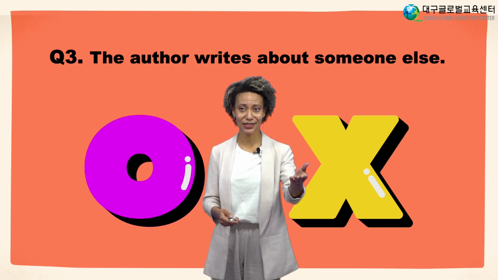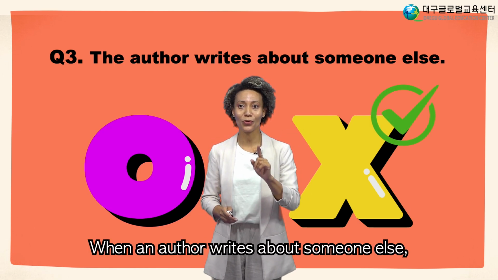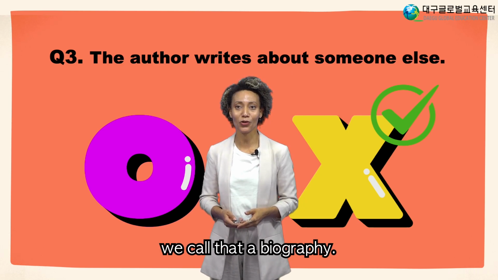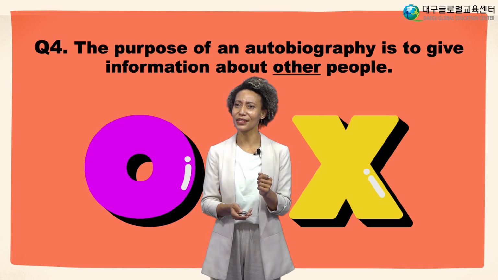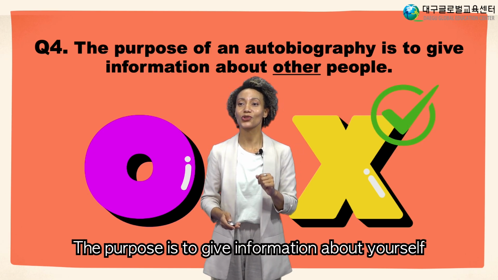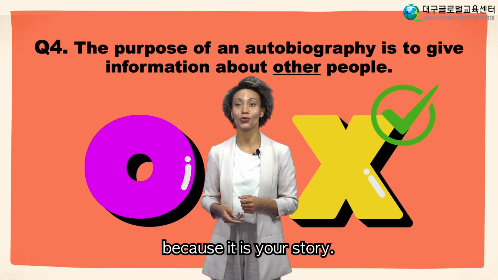The answer is X. When an author writes about someone else, we call that a biography. Number 4. The purpose of an autobiography is to give information about other people. The answer is X. The purpose is to give information about yourself because it is your story.